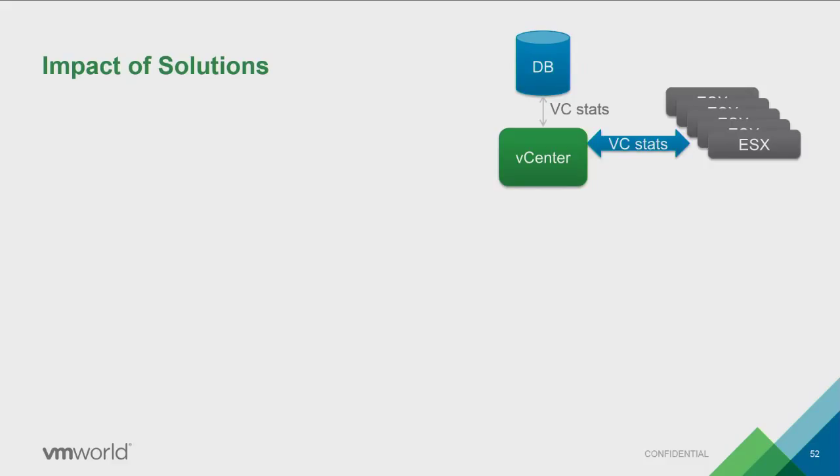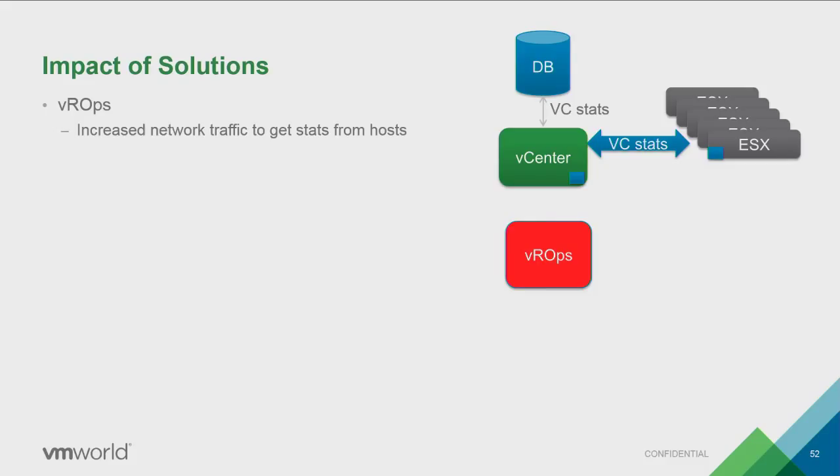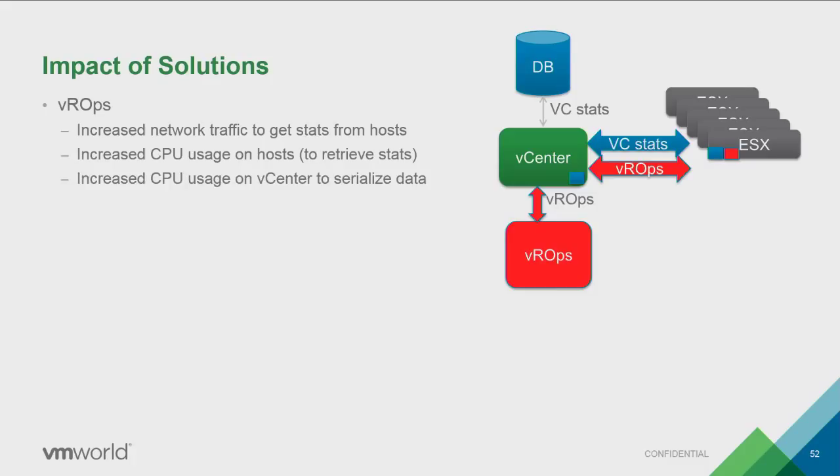Finally, let's talk about the impact of adding different solutions. I'll give you an example of vROps. In vCenter, the default way that statistics work is that you grab statistics from your hosts and you persist them to the database. So there's a cost on your host and a cost in vCenter. When you add vROps to the mix, you're adding additional calls to get statistics from vCenter, and those commands get redirected directly to your hosts. So you end up adding a cost in terms of CPU and network bandwidth on your host, and a cost in terms of CPU and network to vCenter.